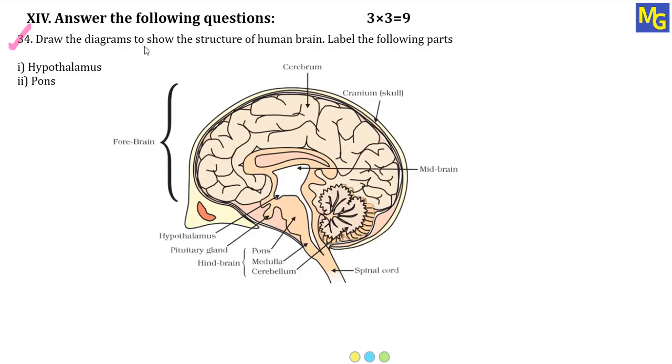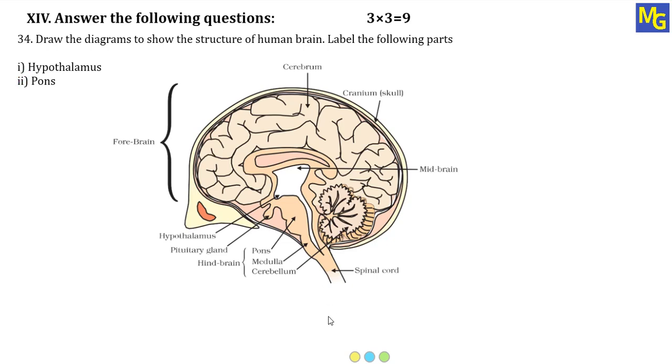Draw the diagram to show the structure of human brain and label the following parts. So here we have to draw the human brain diagram and label hypothalamus and pons. This is the diagram which I have taken from your NCERT book. Remember, you have to draw it very carefully, and after drawing this diagram you have to label hypothalamus and pons. But in this diagram you can see I have taken all the labelings because this is just practice.